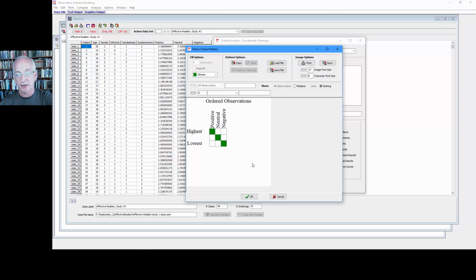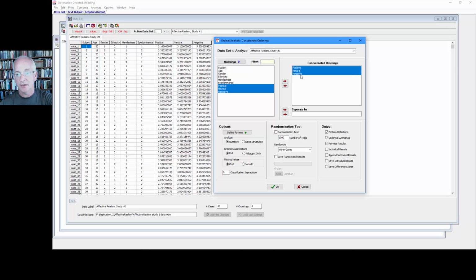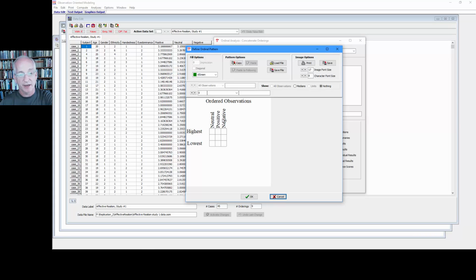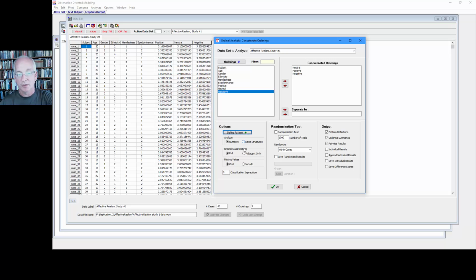Now, just to be clear what we're doing here, I'm going to cancel this out and move these back over. I'm just going to rearrange them and go back and define that pattern. I just double click those, by the way, to get them to move over. Notice I've just rearranged them, but the prediction is the same; I just have to select the appropriate box. So here the positive should be highest, followed by the neutral, followed by the negative. So there is our ordinal pattern. All I've done is rearrange the orderings, but you can see the prediction is exactly the same. Now that we have that set up, we'll select OK to accept it, take the defaults for the options, the randomization test, and the output, and select OK to run it.